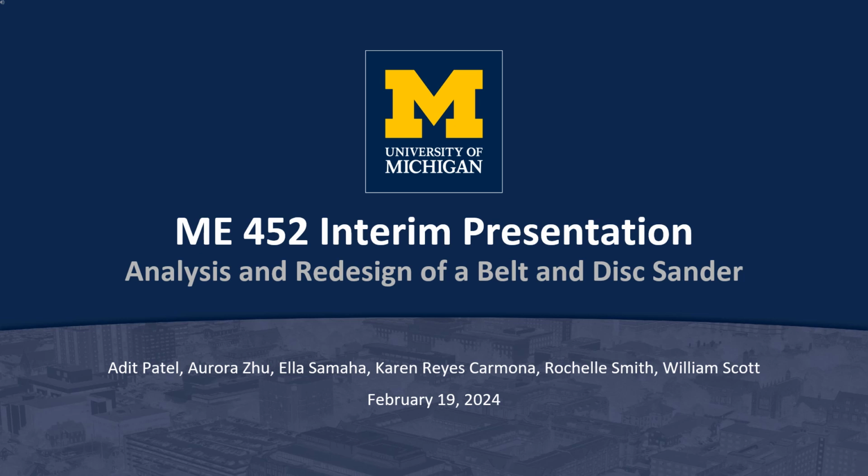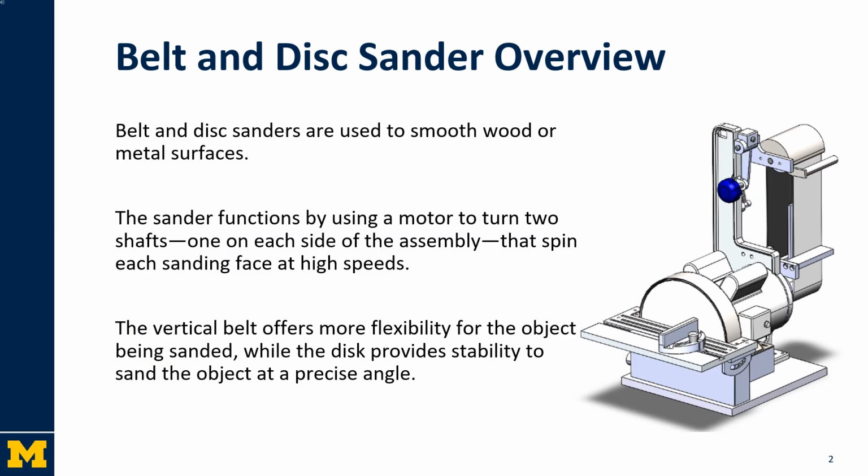For our project, we chose to analyze a belt and disc sander. As the background of the product, sanders are used to smooth wood or metal surfaces. A motor is used to turn two shafts that spin each sanding phase at high speeds. The vertical belt offers more flexibility, while the disc provides stability to sand the object. Here is the image of the sander.